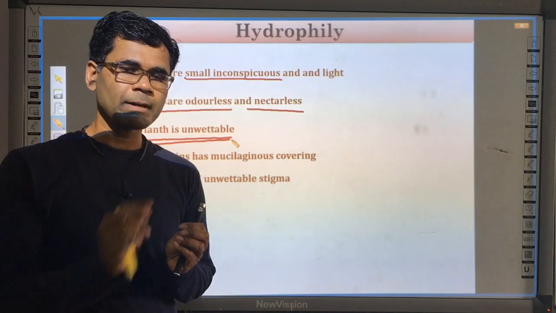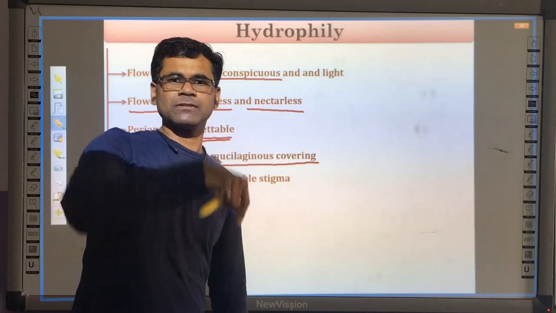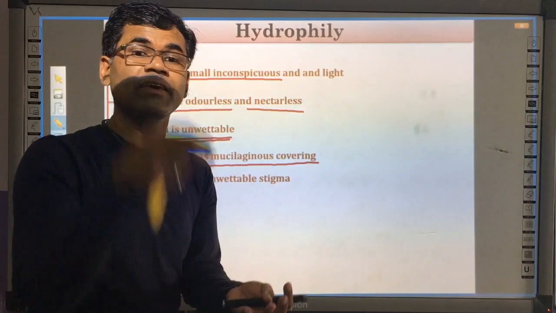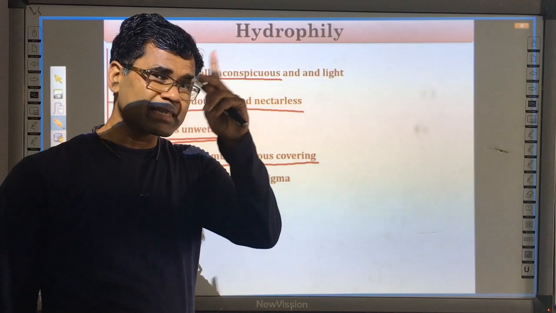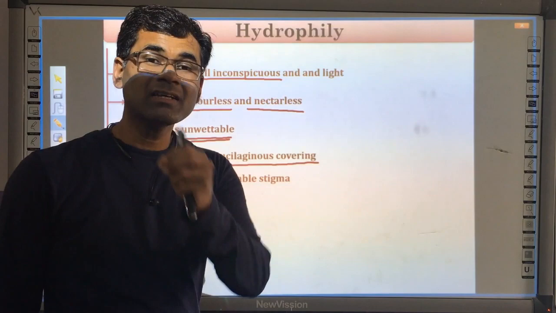The pollen grain has a mucilaginous covering. In anemophilous flowers we have discussed the pollen grain should be dry and light. Here the pollen grain has a mucilaginous covering which can prevent the pollen grain from decaying in the water. And this is one more very important adaptation. Just remember, we have discussed exine and intine, the two layers of pollen grain. In the hydrophilous flower, exine is absent.